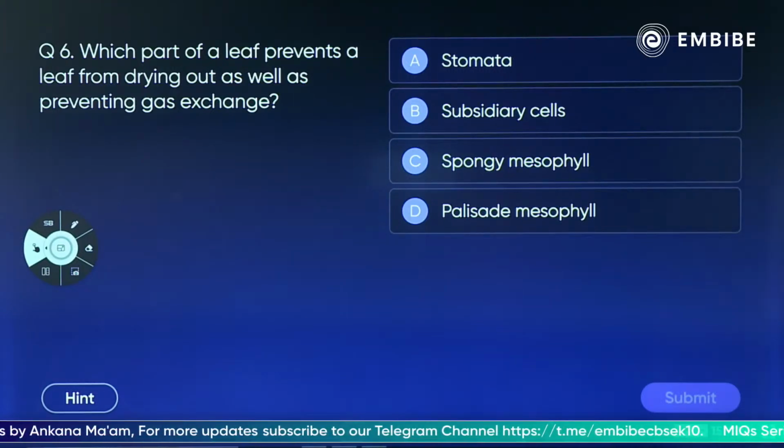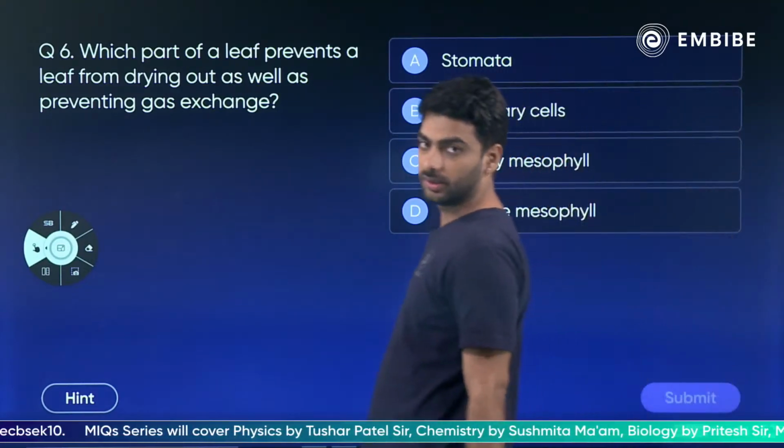Simran has given the answer. 10 more seconds. 5, 4, 3, 2, 1. ठीक है?